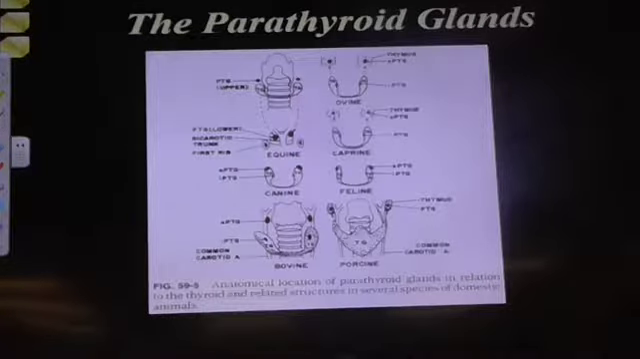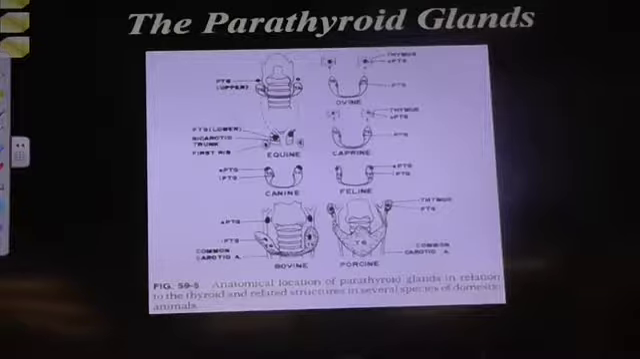Now, this is just showing you the species differences. If you look down there at the bovine, again, they have two pairs, but two of them are at the anterior poles of the thyroid, and the other two are anterior to that. If you look over there at the pigs, they just have the two that aren't associated with the thyroid, they're in front of it.